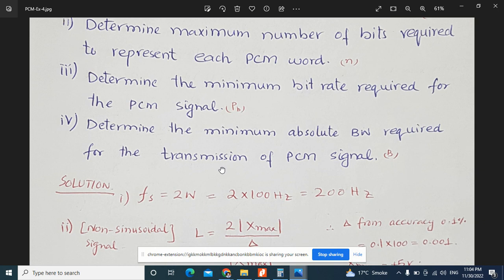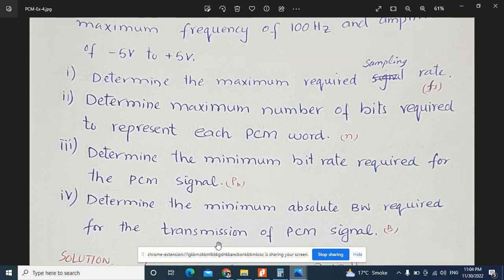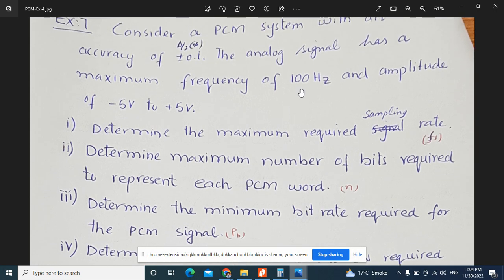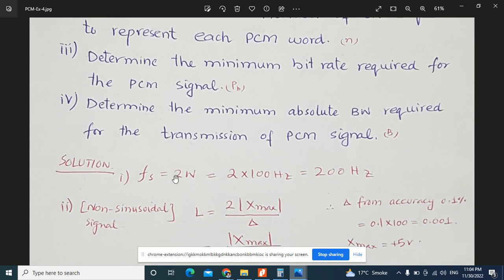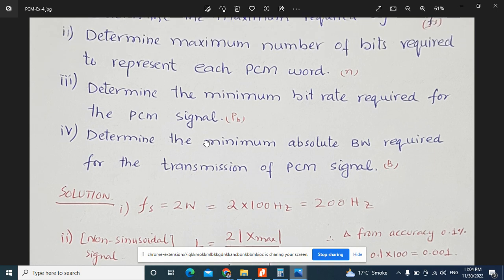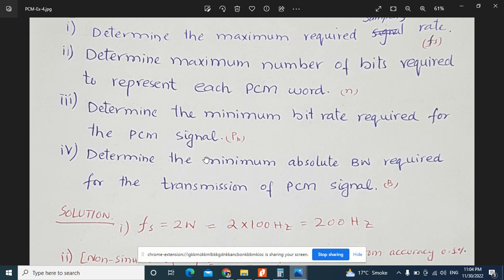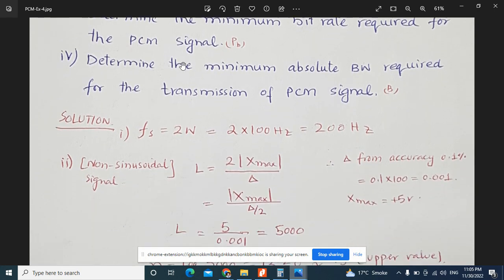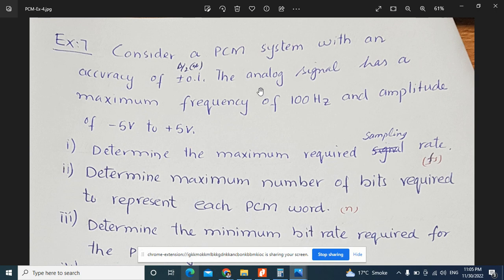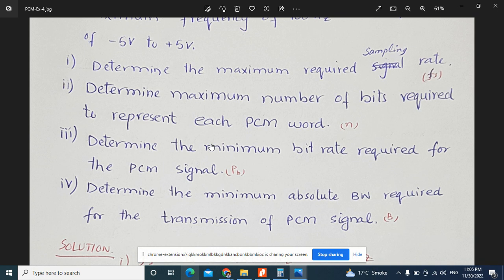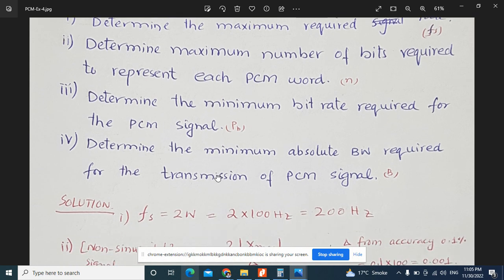The first one was the sampling rate, which is straightforward and very easy because the maximum frequency is given as 100 hertz. You need to multiply it by 2, so the sampling rate is 200 hertz. The other one was the number of bits N. For that you need to see what is the value of L. We know this signal is a non-sinusoidal signal, because we are talking about the PCM signal with an accuracy like that.